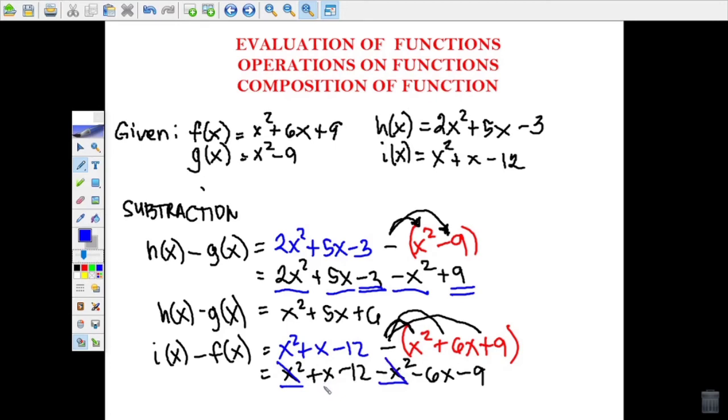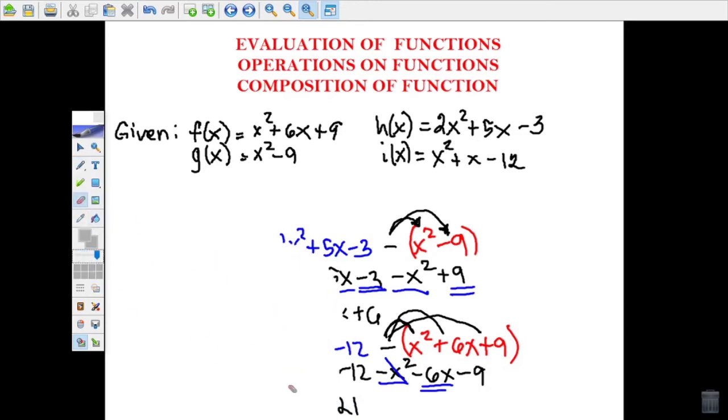Okay? Then, we also have x, then negative 6x. So, x minus 6x, the answer would become negative 5x. Then, negative 12 minus 9. So, since pareho silang negative, add natin. 12 plus 9 is 21. Since pareho silang negative, so minus 21. So that is the value of I of x minus f of x. Okay? So ganun lang tayo mag-subtract.